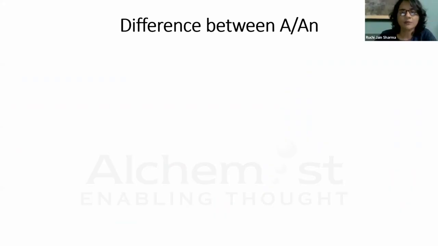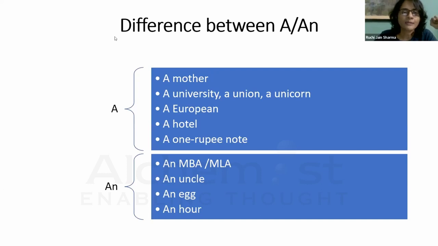Okay. Now the difference between a and an. So like I said, I will say a mother because the sound that comes out is ma. But I'll say an MBA or MLA because the first sound that's coming out is eh, right? A university, a union, a unicorn. But I'll say an uncle because the sound that comes out is a. A European, the sound is ya. That is why, consonant. An egg. A hotel, an hour. And a 1 rupee note. The sound is a consonant sound, so therefore a 1 rupee note. Okay? So clear so far?